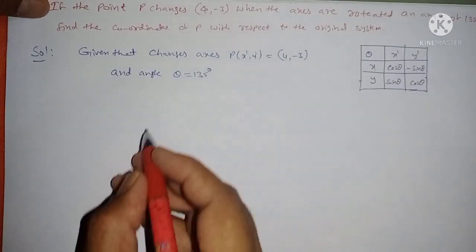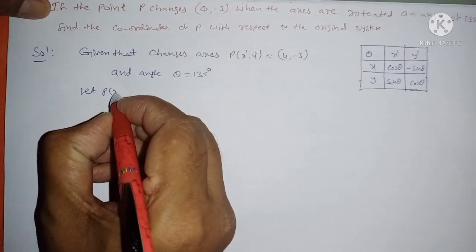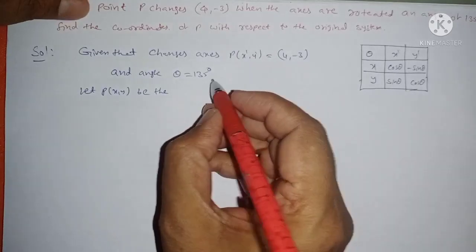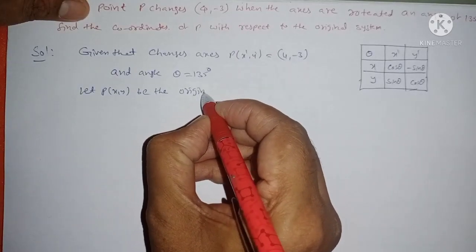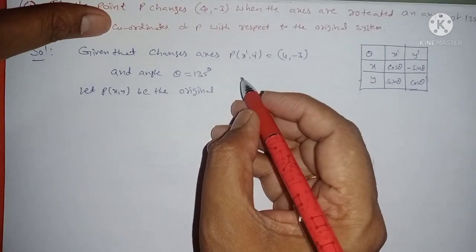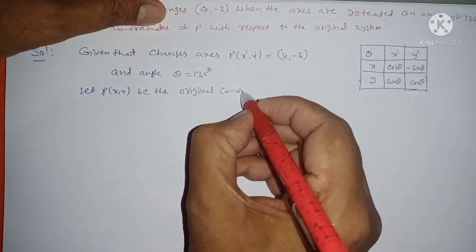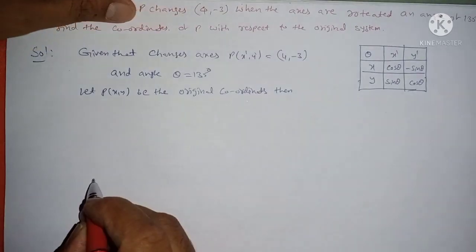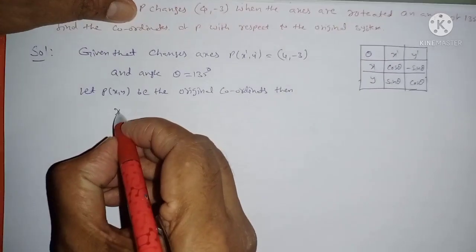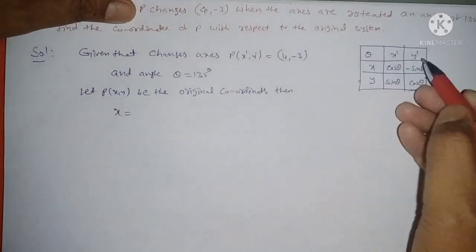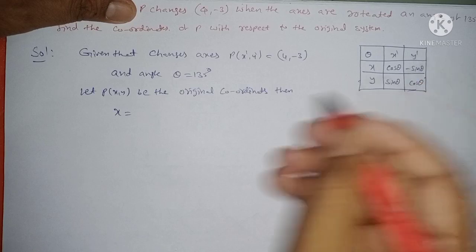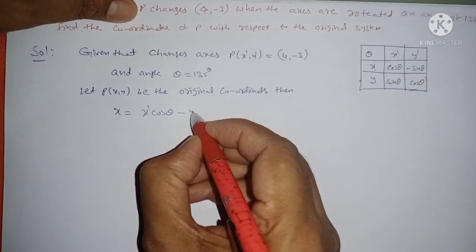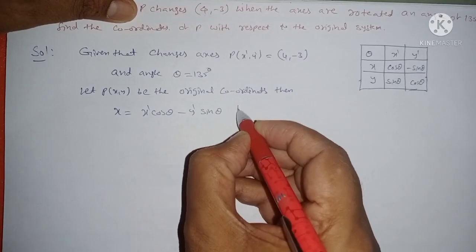Okay. Next, let P of x comma y be the original coordinates. Then what is the formula here? X is equal to, you can multiply with x dash and y dash. Therefore, x dash cos theta minus y dash sin theta.